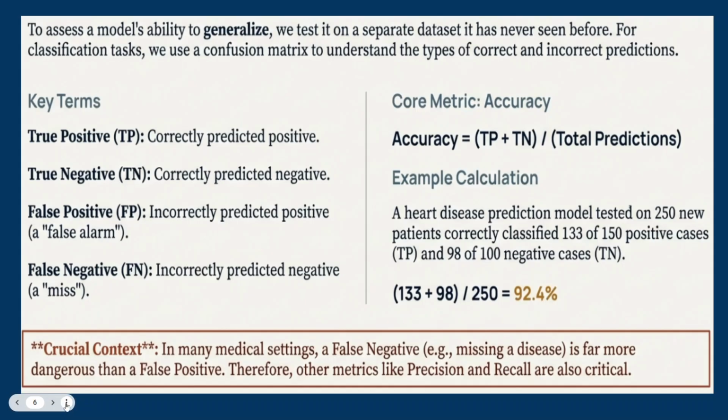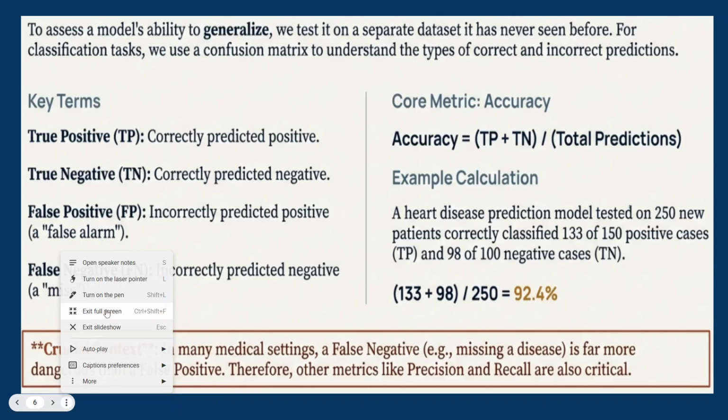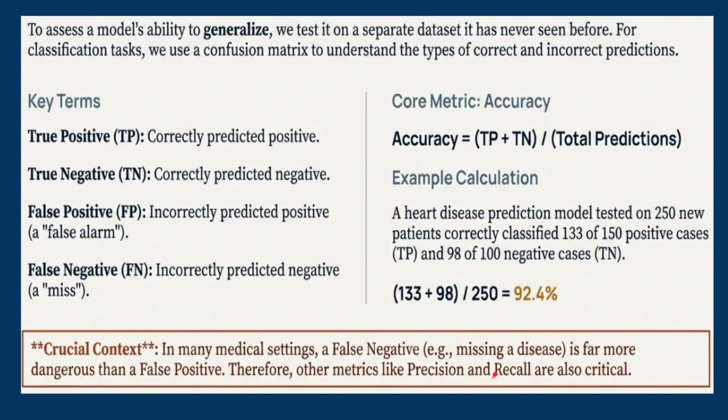Okay, so the context here is that in many medical settings, a false negative, or missing a disease, is far more dangerous than a false positive. Therefore, other metrics like precision and recall are also crucial, which means that in some sensitive cases we cannot stop with one particular parameter, because that may put a patient at risk in the case of medical data. In that case, we have to improve the model by looking at precision as well as recall. These are the two other metrics that I will show in the next slides.